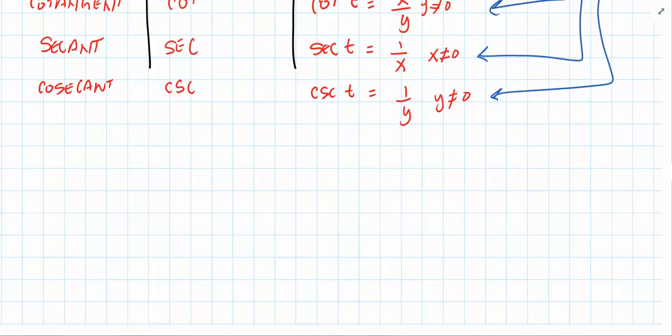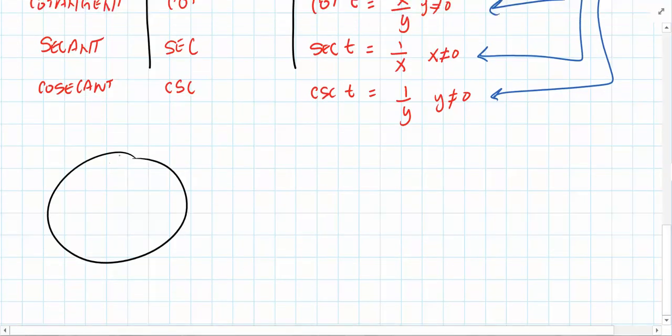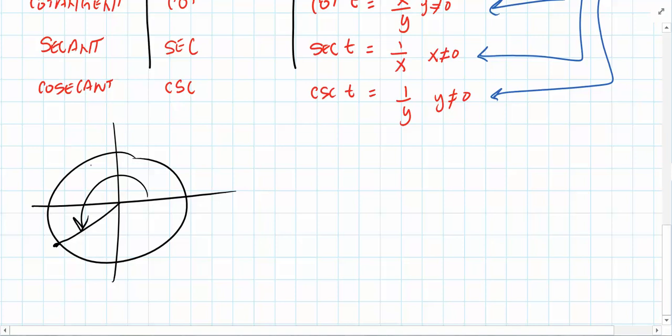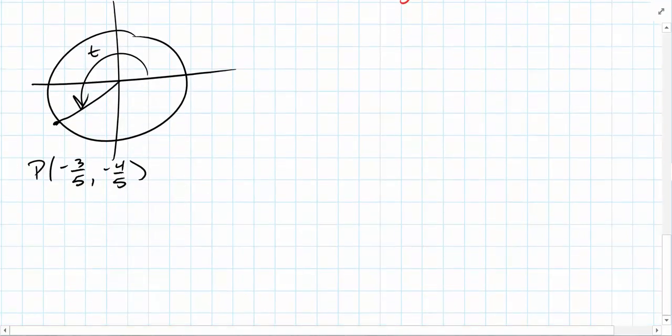So right below this, draw yourself a circle, unit circle. Okay, give yourself a point P somewhere over here in quadrant 3. This is going to be my T. All right? And I'm going to give you some coordinates for point P. Okay, P is going to be negative 3/5, comma, negative 4/5. All right? So here's some point P on a unit circle.